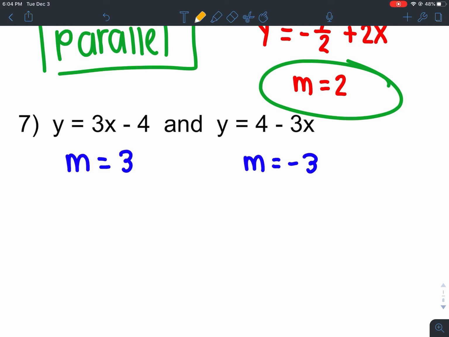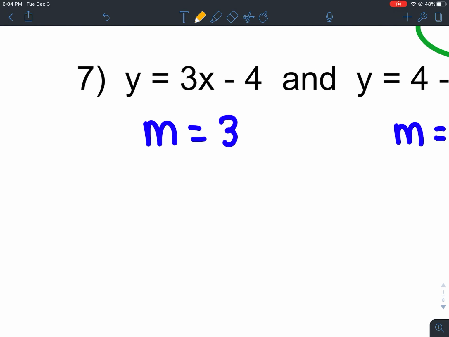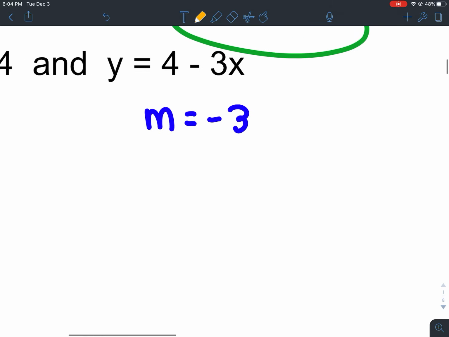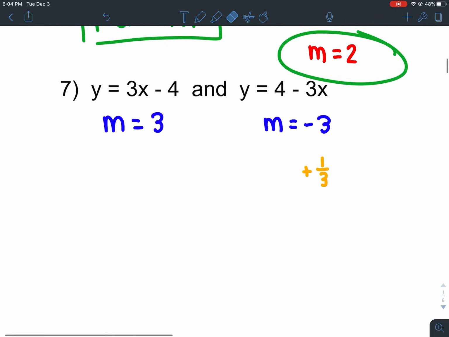If I want opposite reciprocals, it needs to be the opposite sign and I have to flip the fraction. So if I wanted this to have a perpendicular slope, this would need to be negative 1 over 3. And this one would need to be positive 1 over 3. And I don't have either of that. So are these perpendicular to each other? No. These are neither.